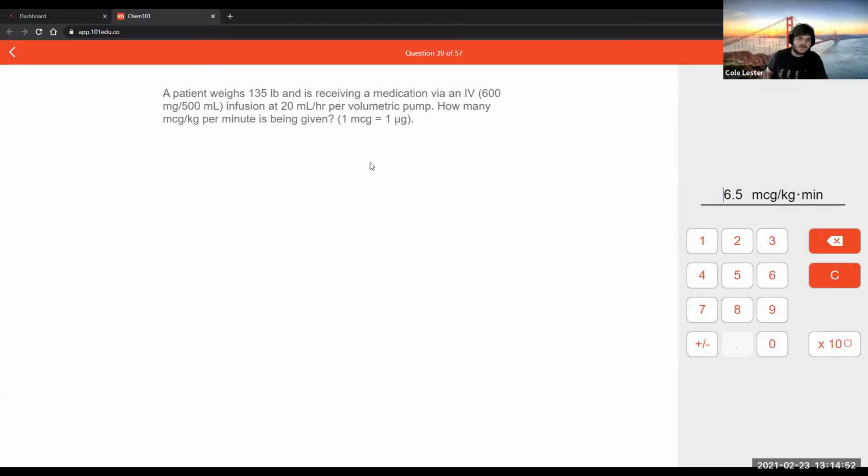So the patient weighs 135 pounds and is receiving medication via IV, which is 600 milligrams over 500 milliliters. The infusion is at 20 milliliters per hour per volumetric pump. How many micrograms per kilogram per minute is being given? And the conversion right here: 1 mcg is equal to 1, I think that's microgram.